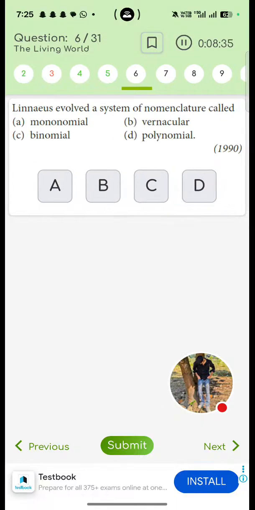Next. Linnaeus evolved a system of nomenclature called binomial nomenclature, or monomial, vernacular, or polynomial. According to me, the right answer is binomial.